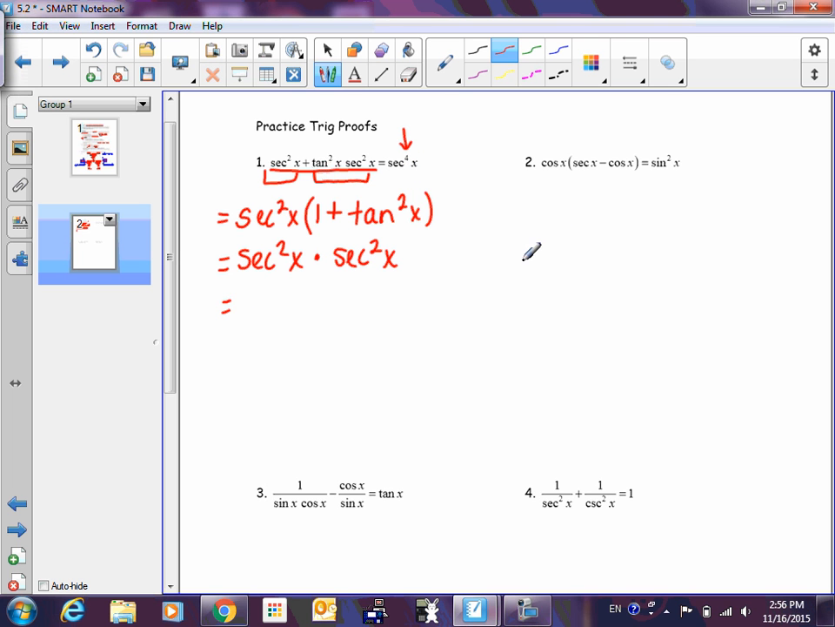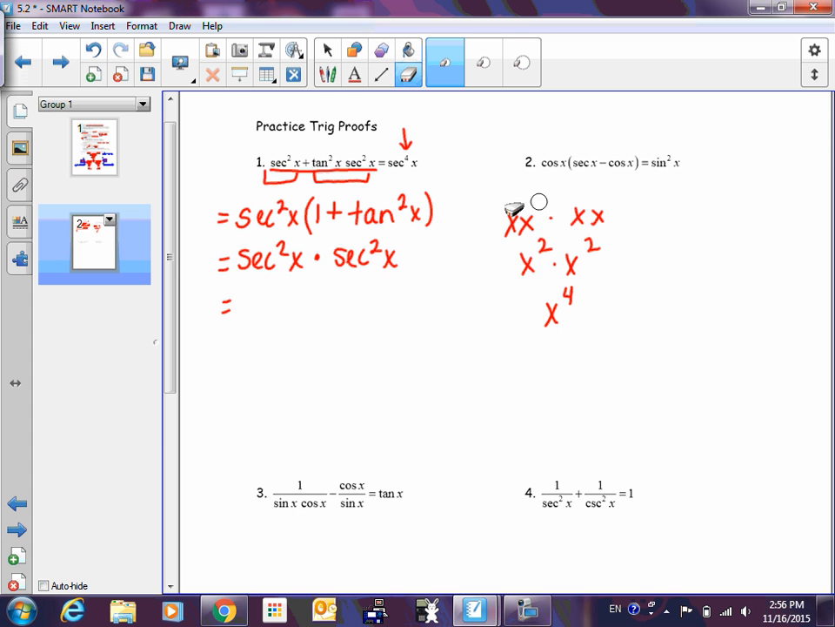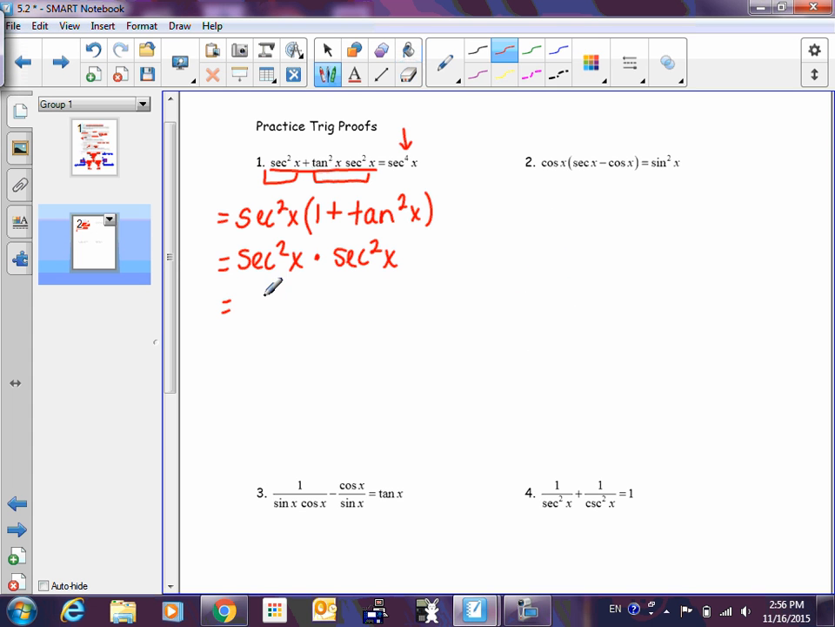By the way, algebraically, what is x squared times x squared? X to the 4th. It's like xx times xx. You just count them up. Okay? We're going to do something similar here with the trig. We're going to add them up. There's 4 of them. And isn't that what I was looking for?